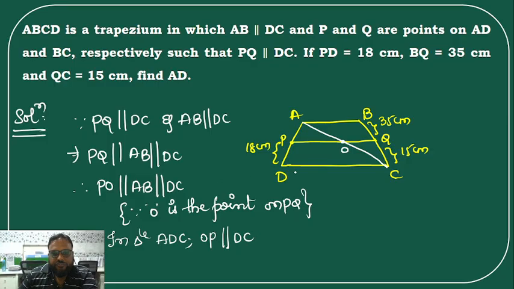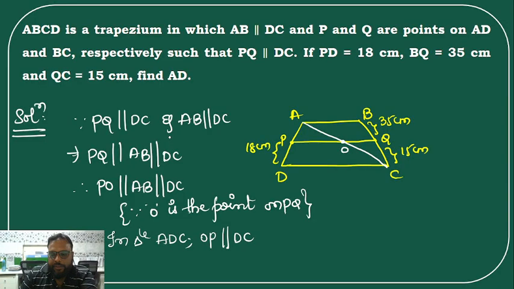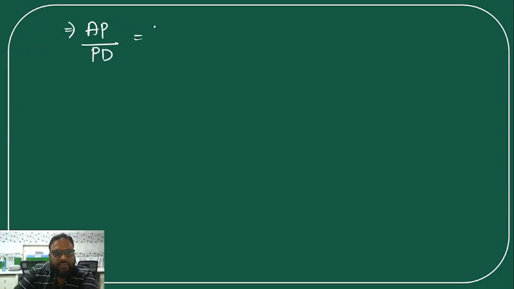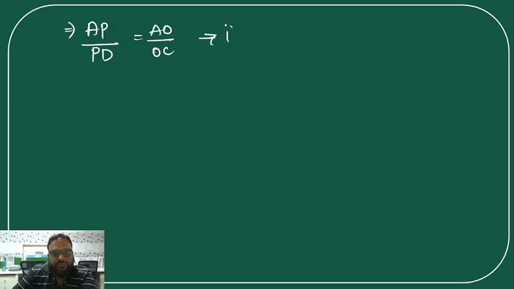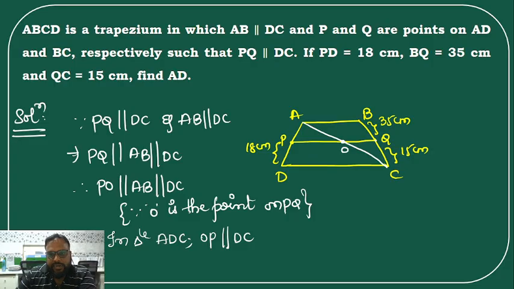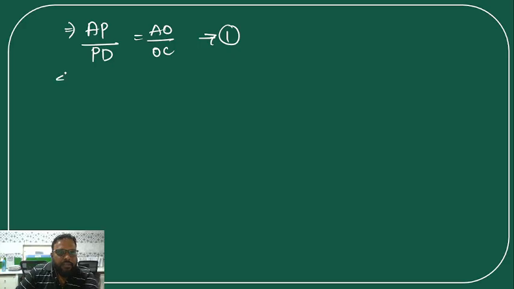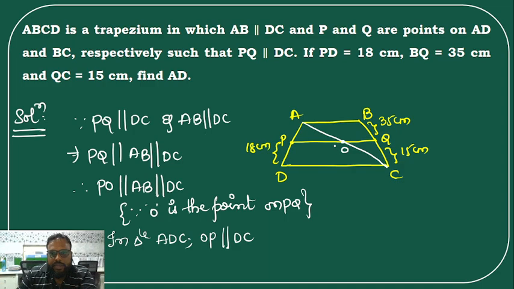So according to the basic proportionality theorem, what can I write? AP by PD is equal to AO by OC. This I got here. Let us name this as equation 1. Now we will take the second triangle, that is ABC. In triangle ABC, I can say that OQ is parallel to AB.